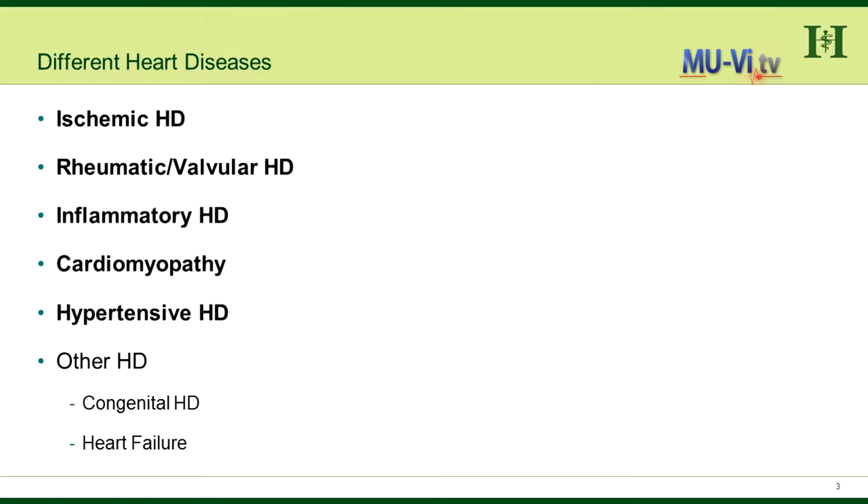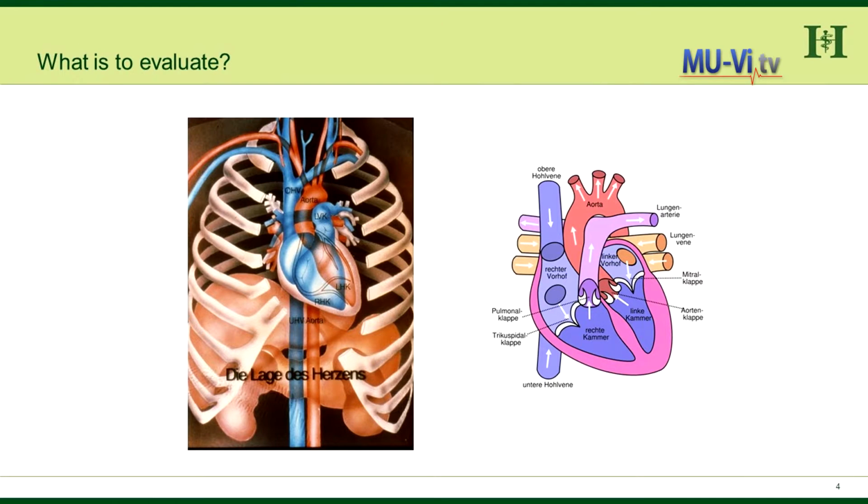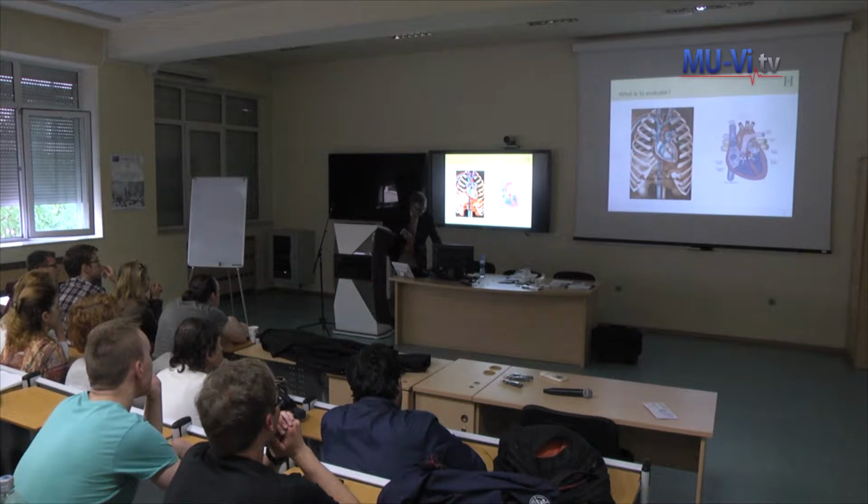So what is to evaluate? To evaluate for a cardiologist is the thorax. This is the thorax. These are the bones, and this is the heart. These are the vessels, blue, the veins, red, the arteries. This is the aorta, this the vena cava, and this is to evaluate. And in the heart you see 4 chambers, right and left atrium and right and left ventricle, and the valves in between.